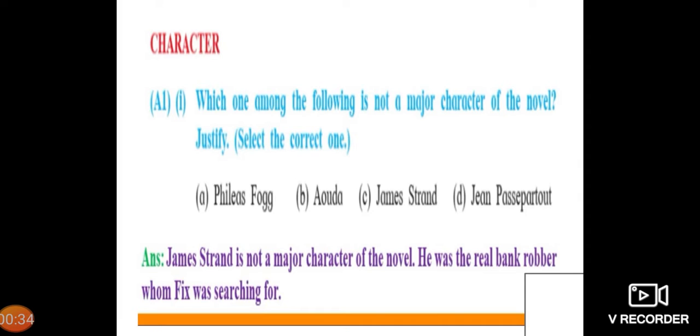So the first is character. A1. First, which one among the following is not a major character of the novel? Justify. Select the correct one. Phyllis Fogg, Auda, James Strand, Jean Passepartout. So the correct answer is James Strand is not a major character of the novel. He was the real bank robber whom Fix was searching for.